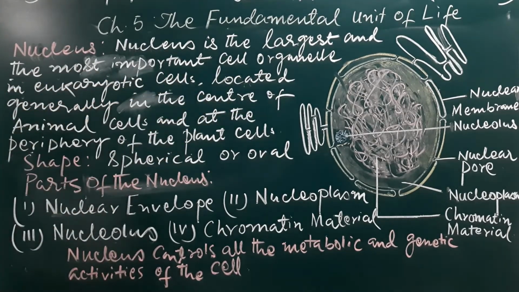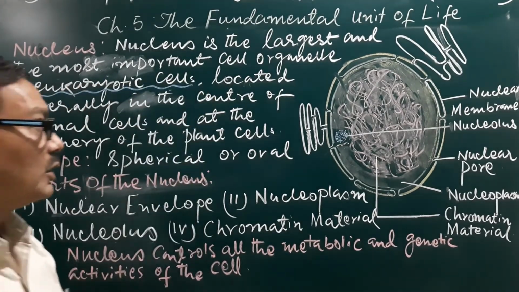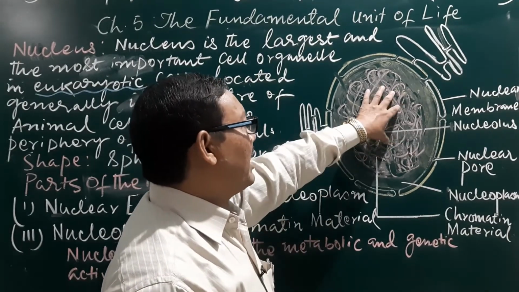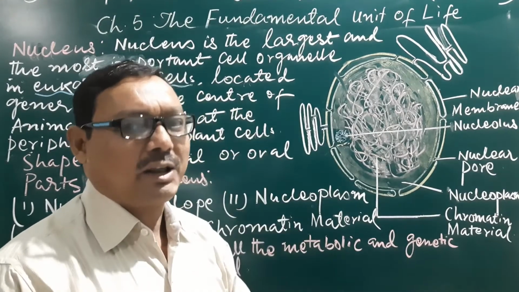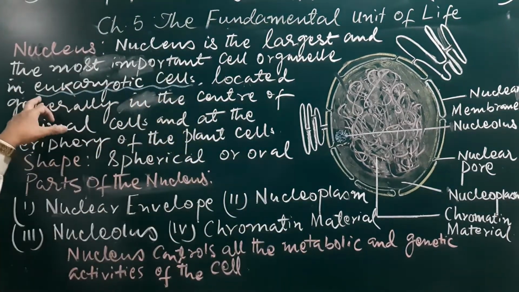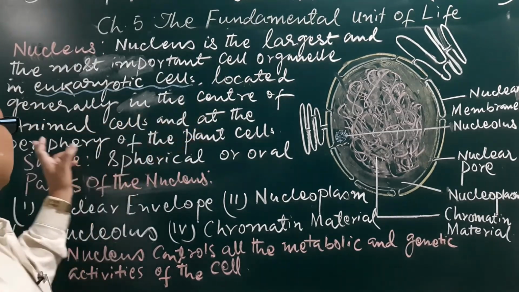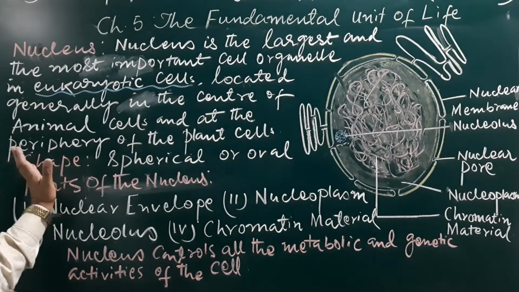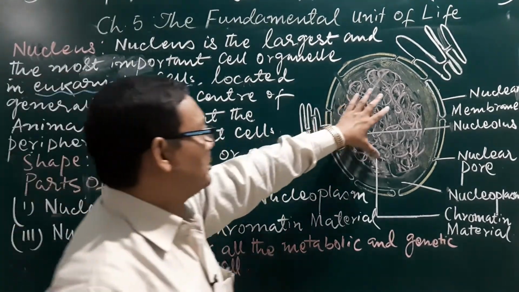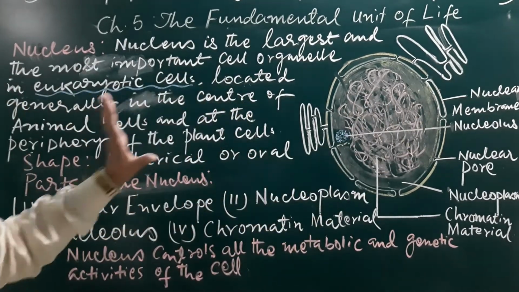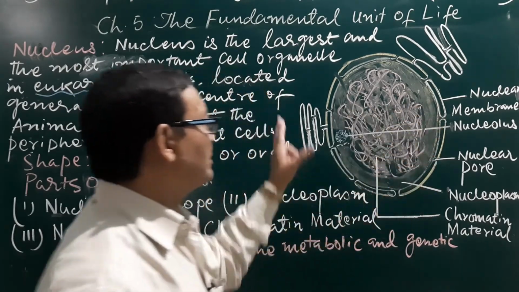You have also noticed that I have mentioned here eukaryotic cells, because you will know that a well-defined nucleus is not found in the prokaryotic cell. That is why it is written in eukaryotic cells, located generally in the center of animal cells and at the periphery of the plant cells. What is its shape? It may be oval or spherical in shape. What are the important parts? There are 4 important parts of the nucleus.